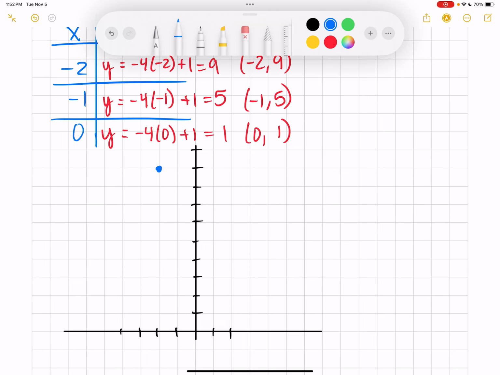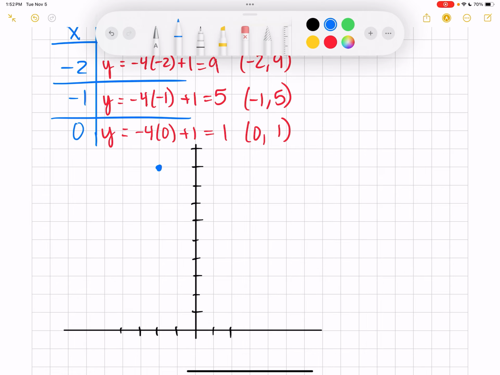Make sure I counted right. 1, 2, 3, 4, 5, 6, 7, 8, 9. Okay. At -1 on the x, I'm at 5 on the y. So -1, 5. And at 0, I'm at 1. And then I connect it. And I should put my labels on here so that I know that these are counted in increments of 1.